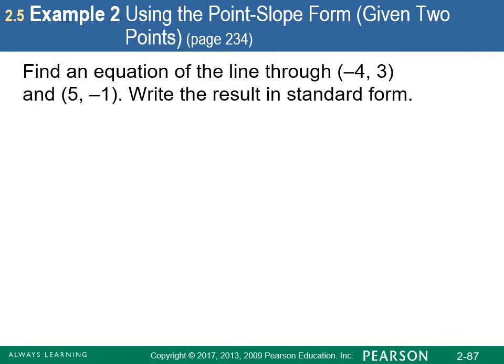Now, in following what we just got through saying in the previous problem, notice that this time they give us some specific instructions on how to write the answer. Be that as it may, we're still going to begin with our formula. The first point that we have up here we'll call x1 and y1. The second point we'll call x2 and y2. To find the slope, we've got to use the slope formula.